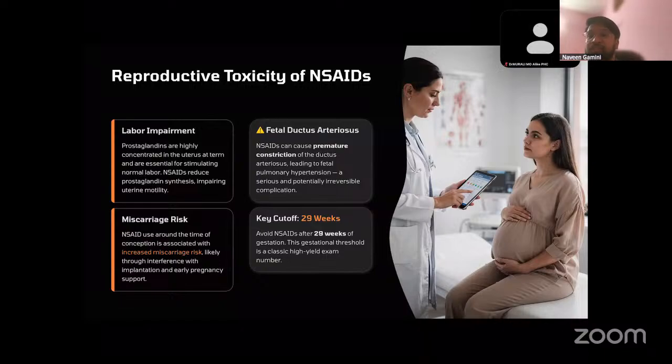So we should preferably avoid NSAIDs in a pregnant female, given the risk of miscarriage. To avoid this, a key cutoff is 29 weeks of gestation. Remember that after 29 weeks, avoid prescribing NSAIDs to a pregnant female.